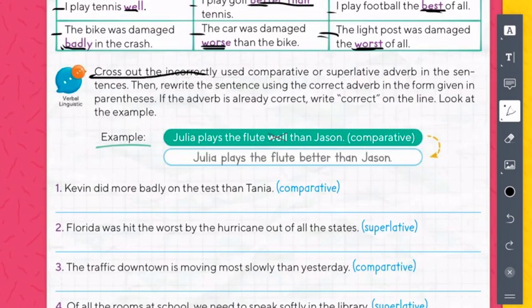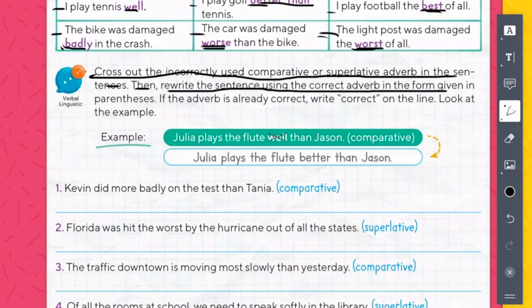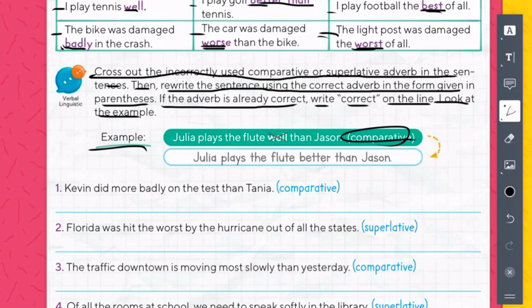Let's continue. Cross out the incorrectly used comparative or superlative adverb in the sentences. Then, rewrite the sentence using the correct adverb in the form given in the parentheses. If the adverb is already correct, write correct on the line. Look at the example. Julia plays the flute well than Jason. And it says that it needs to be comparative. So, well is not correct. Correct: Julia plays the flute better than Jason.